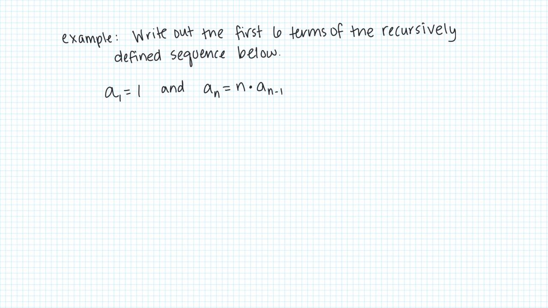So let's give this a try. We're going to write out the first 6 terms of the recursively defined sequence. So our sequence A is given to us as the first term is equal to 1, and any arbitrary nth term is equal to n multiplied by a sub n minus 1. So what this means is that you're going to take whatever term you're on, right? So the nth term, and then you're going to multiply that by the previous term.